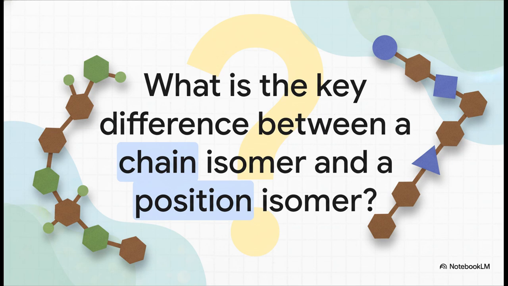All right, time for a quick checkpoint. Take a second and think about it. Based on what we just saw, what's the one key difference you'd use to tell a chain isomer apart from a position isomer? What's changing in each case?